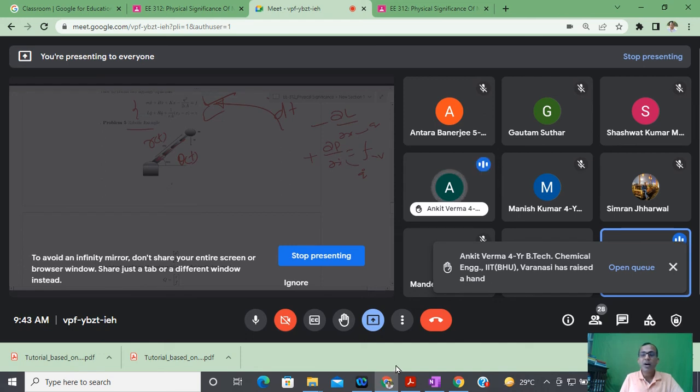Ankit, do you have any confusion? I found that Ankit has raised his hand. Ankit, do you have any question? Ankit, are you here? Could you please mute yourself if you don't have any question? Ankit?